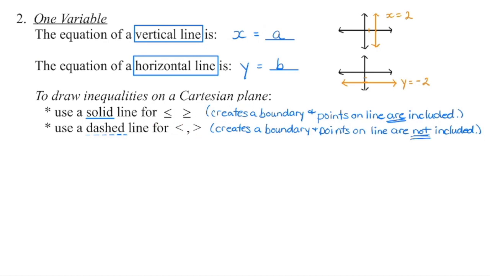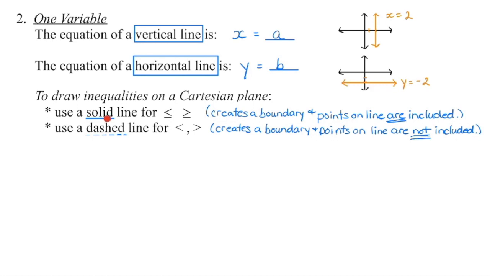A linear inequality in one variable can be drawn on a number line, like we looked at previously as a review from what we did in earlier years, or we can also draw it on the Cartesian plane. They will appear as either vertical or horizontal lines.